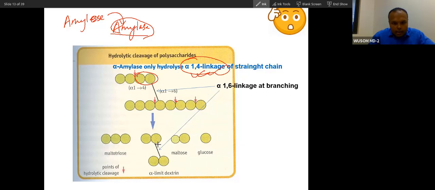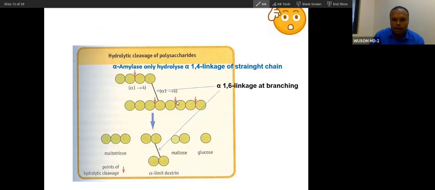So you can see the release is this tetrasaccharide. This type of saccharide will be released with this double bond, and the rest of the alpha 1,4 bonds can be broken down by amylase. Alpha 1,4 bonds will be broken down by amylase.